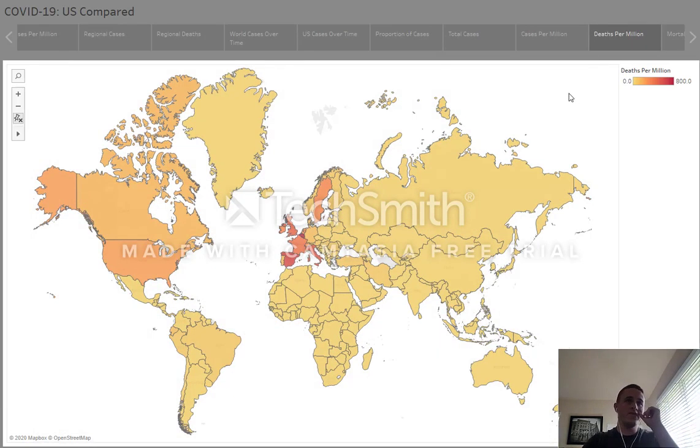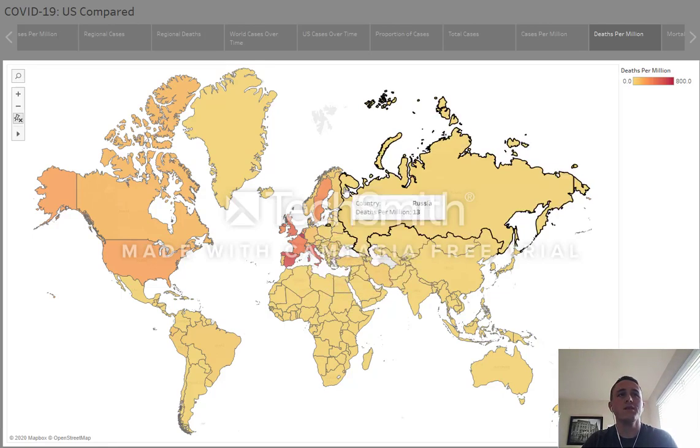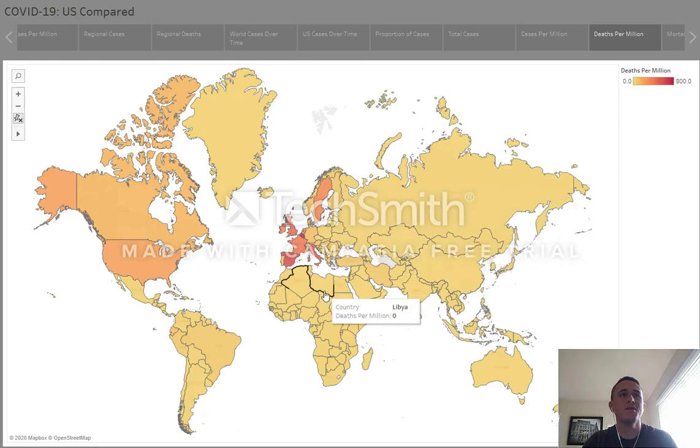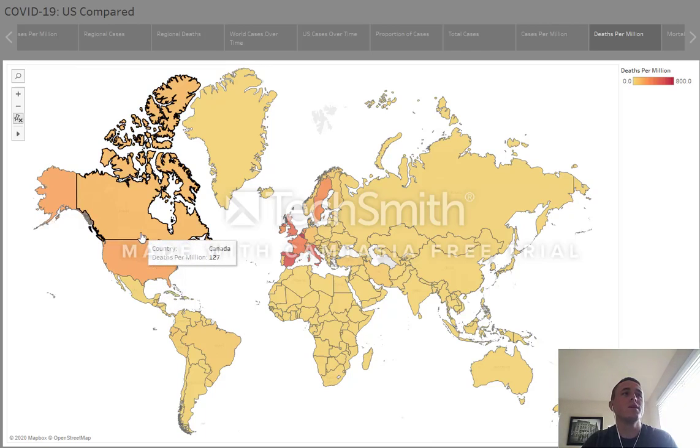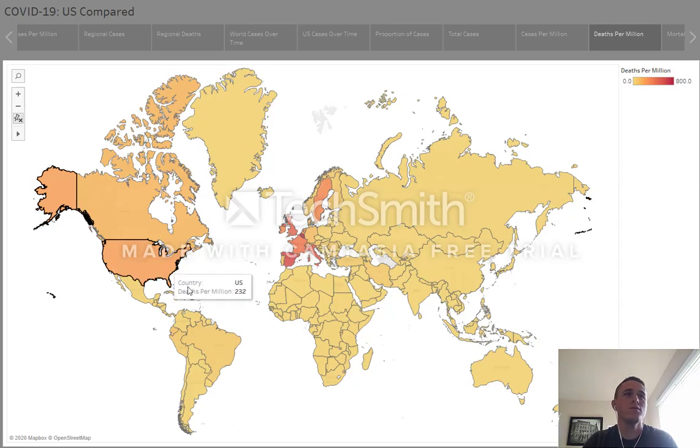All right, and then we have deaths per million. Where are these people dying the most from this? And we can see it's definitely Western Europe, with a stark color difference from really anywhere east or south of Western Europe, with the US and somewhat Canada being the only other countries with orange outside of Europe.